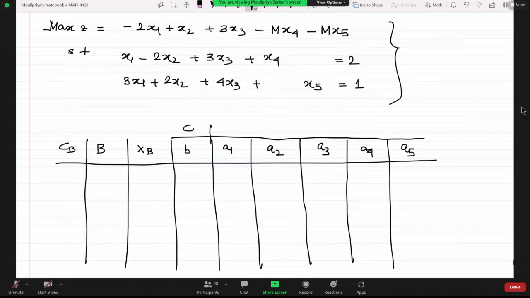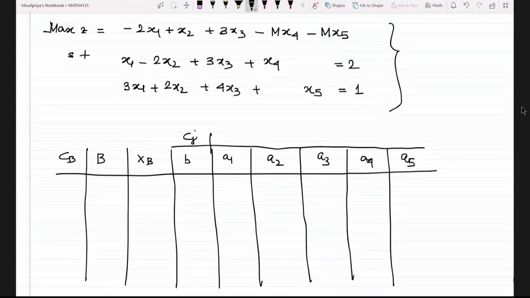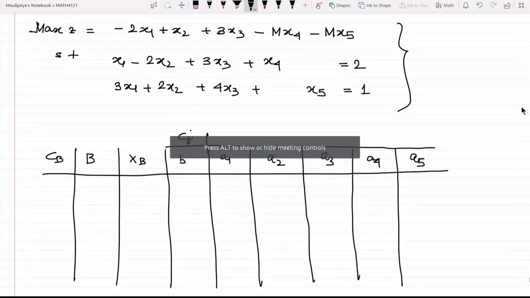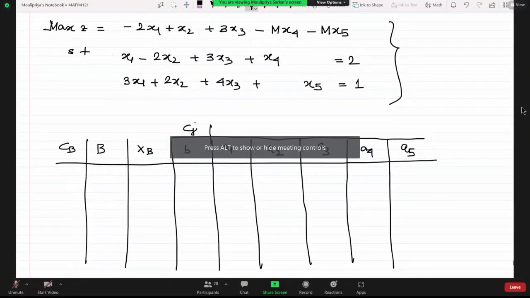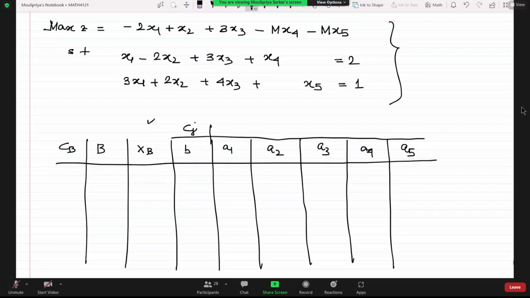On top, we write down the cost parameters. So you tell me, what are the initial basic variables? What do we write in place of XB? What do we write in place of XB in this column?